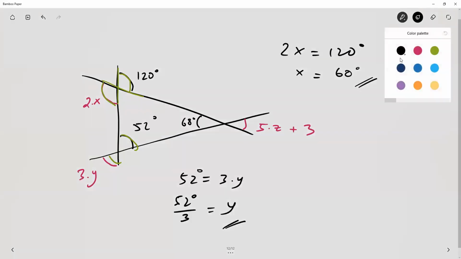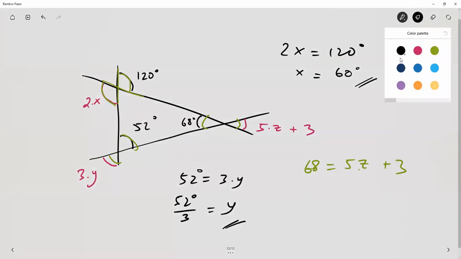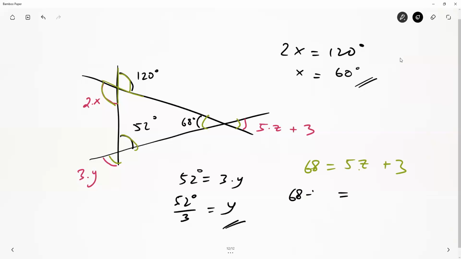And then the other angle here, 68 equals 5z plus 3. Well, you need to be careful when you evaluate the value of z, because you need to do the right algebra. That means 68 minus 3 equals 5 times z, and then 65 equals 5 times z, and we got the number now, 65 degrees divided by 5, which is 13 degrees. So that's the answer.